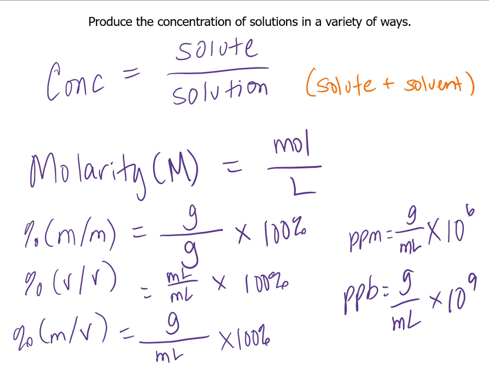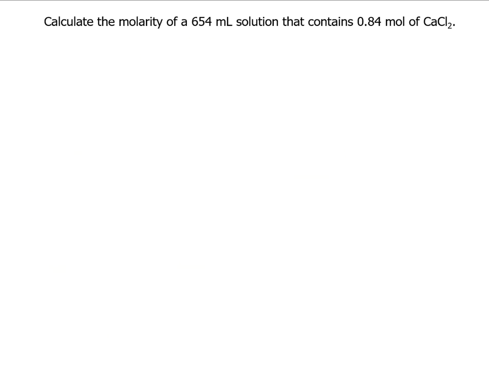So the key with reporting concentrations in a variety of ways is simply understanding what that concentration represents, and that gives you a clue as to how it is calculated. So we'll do a couple of examples. The first example is to calculate the molarity of a 654 milliliter solution that contains 0.84 moles of calcium chloride. When you go through the problem, go back and look at what information is given and what you are looking for. The problem says to calculate the molarity. And so we can stop there.